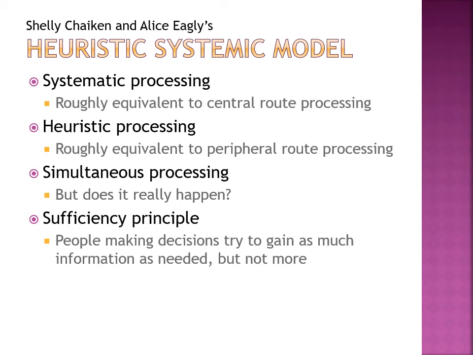So this is pretty much what I wanted to bring up with Chaiken and Eagly's heuristic systematic model. It's not a huge development over and above elaboration likelihood theory, but in terms of heuristic processing, simultaneous processing, and the sufficiency principle, I think it adds some nice things and some important things into our understanding of persuasive processes.